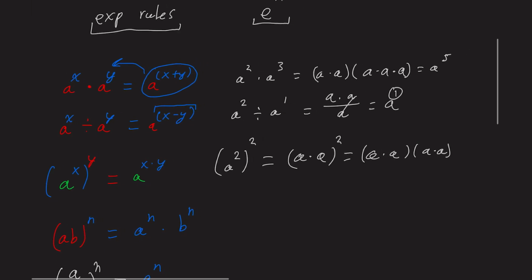And you see, this is now equal to a to the fourth. So you'll see that if my inner exponent is 2 and my outer exponent is 2, I multiply them together, and that produces the 4.